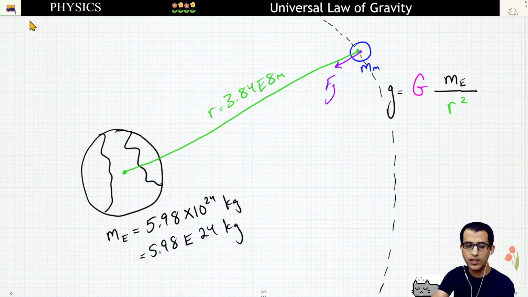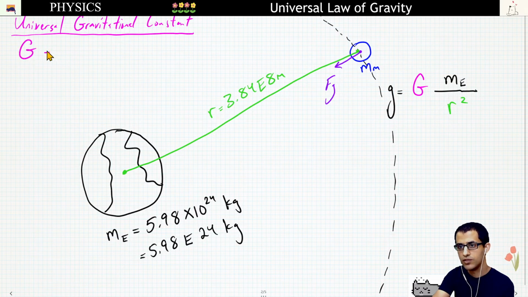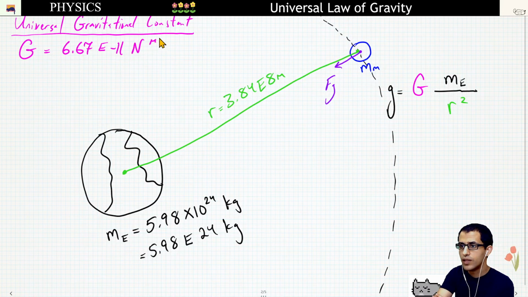G. Write it out here. Universal gravitational constant. Capital G, which is equal to 6.67 times 10 to the negative 11 newtons times meter squared over kilogram squared. And this is the proportionality constant needed to come up with our G value.